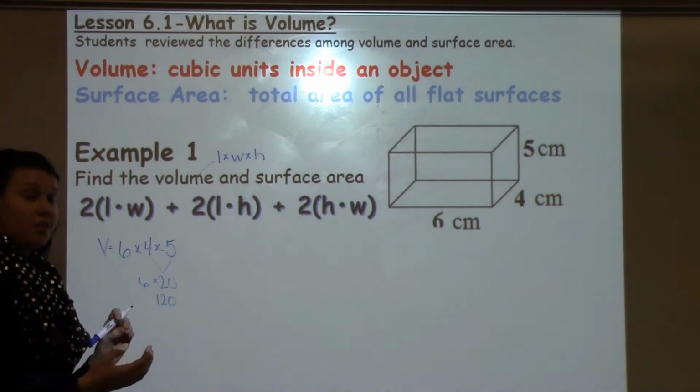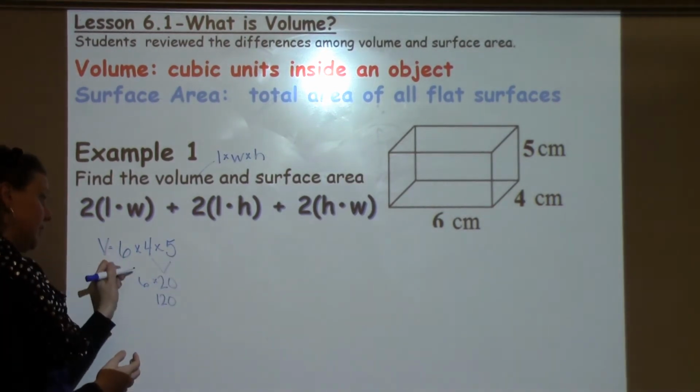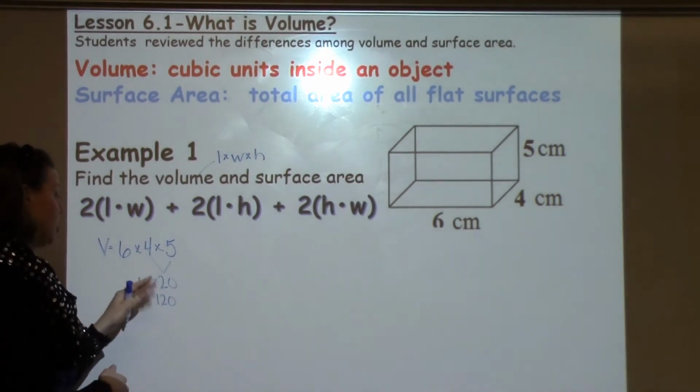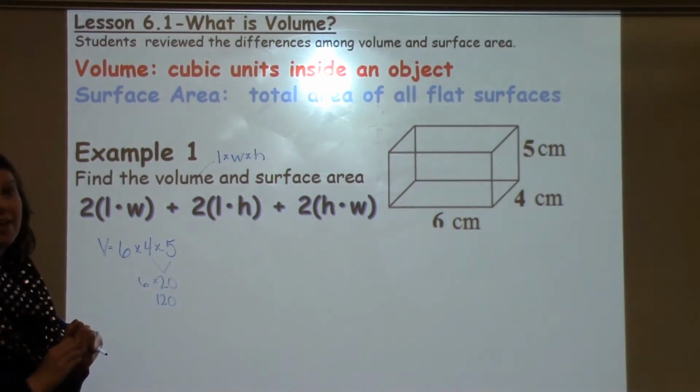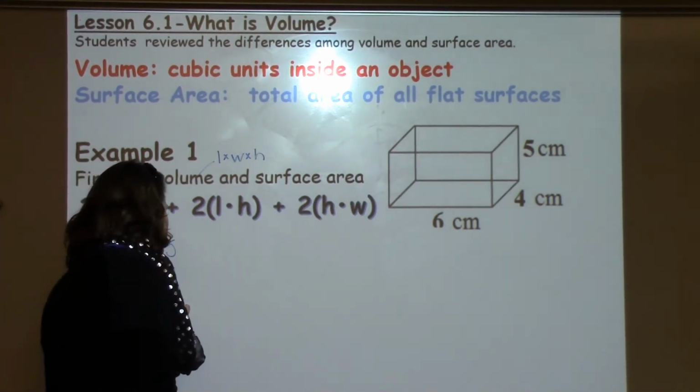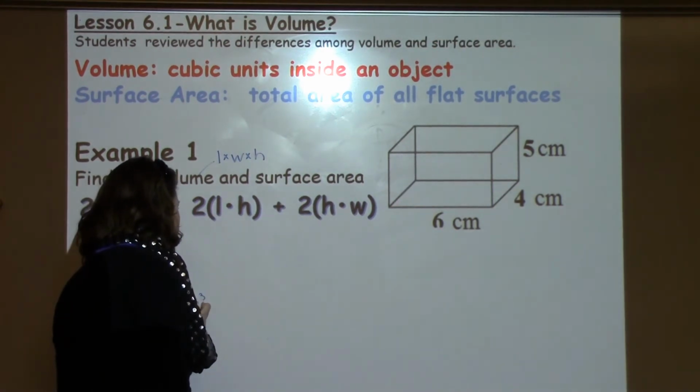Now, if your student likes to just work from left to right, they can take the 6 times the 4, then times the 5, and they should get the same answer. Now, with volume, we need to make sure that we have our label correct, which is centimeters cubed.